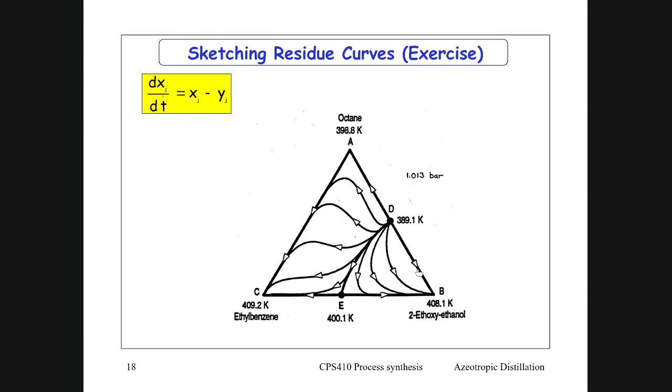Over here from D to B, D has got a lower boiling point than B, which makes D the most volatile, and the arrow will go from D to B. E is also a low boiling azeotrope. It's got a lower boiling point than C or B, and therefore the arrows move away from E.